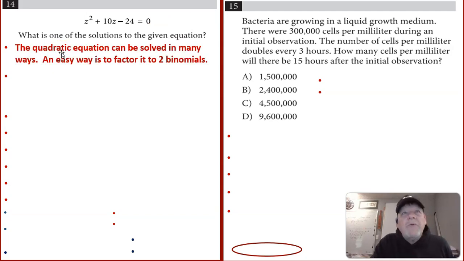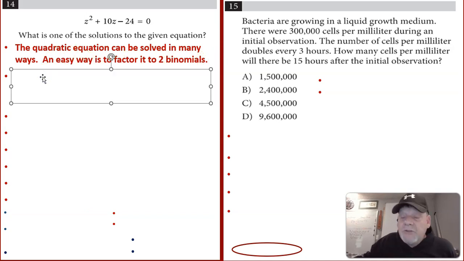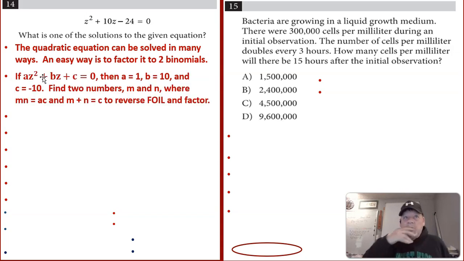I'm going to just talk around and try to explain the different ways and the different thinking involved. A quadratic equation can be solved in many ways. There are actually 4 or 5 different ways, but one of the easy ways to solve it is if you can factor it into 2 binomials and then use the zero property rule to find the solution.